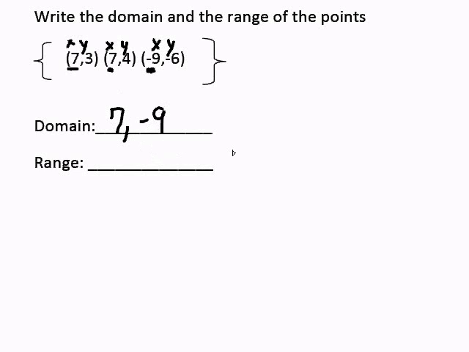This is acceptable. However, most of the time, the domain will be listed in numerical order, so you'll oftentimes see your domain listed as -9, 7 instead.